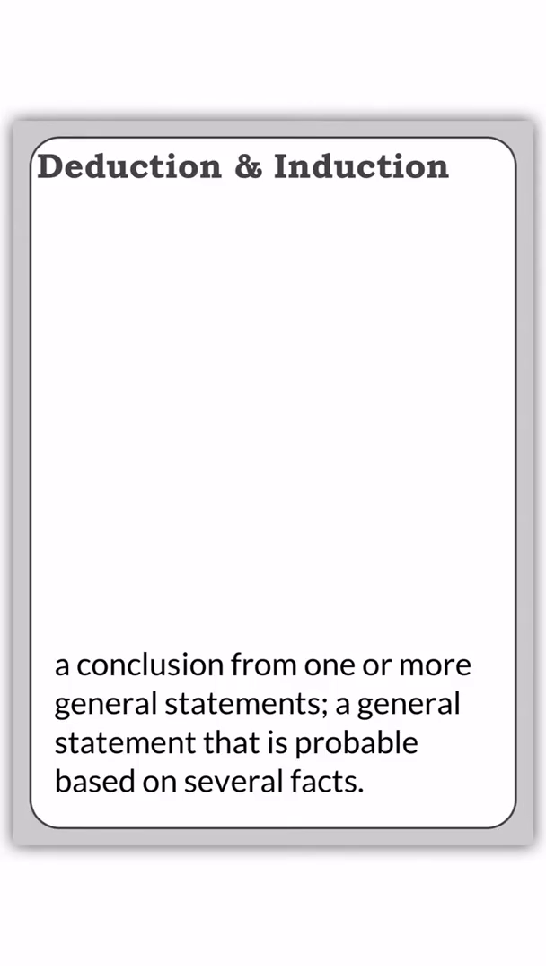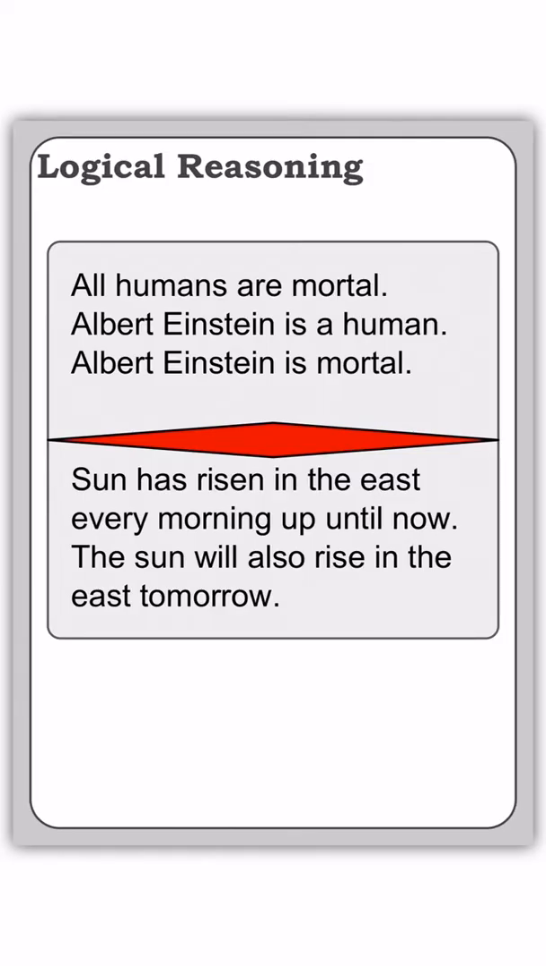Let's take a look at a couple examples. All humans are mortal. Albert Einstein is a human. Conclusion: Albert Einstein is mortal. Another logical series here, this one from philosopher David Hume. The sun has risen in the east every morning up until now. Conclusion: the sun will also rise in the east tomorrow. Okay, our first one here is going to be our deductive, and our second one here is going to be an inductive.